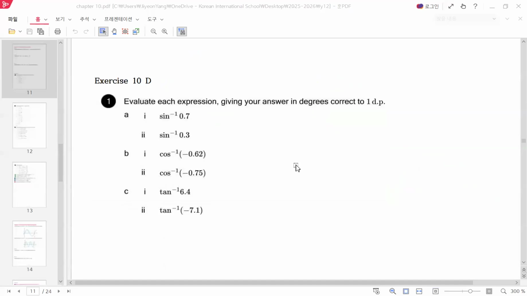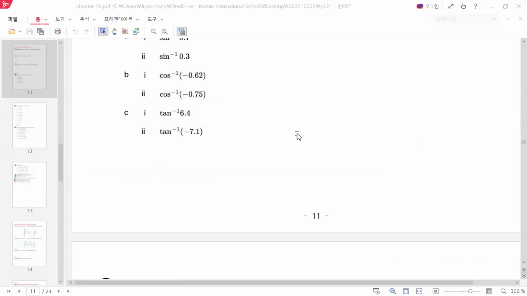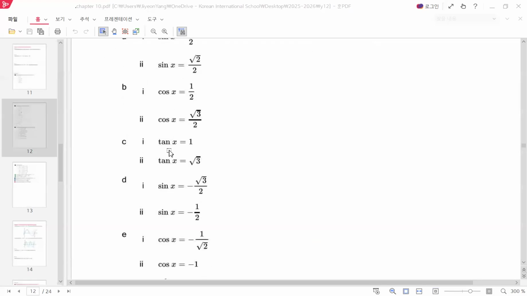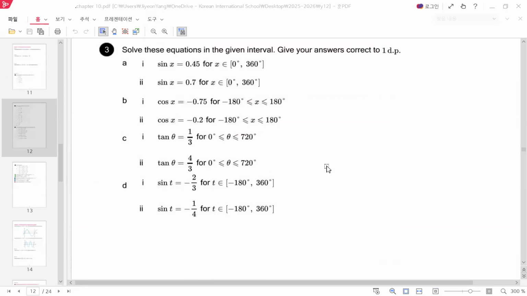Okay, students, these questions are always the same. I mean, very similar type of questions. So I want you to solve this question by yourself. Maybe let's try to solve this question together. Cosine x equals negative 0.75 when x is between negative 180 and positive 180.